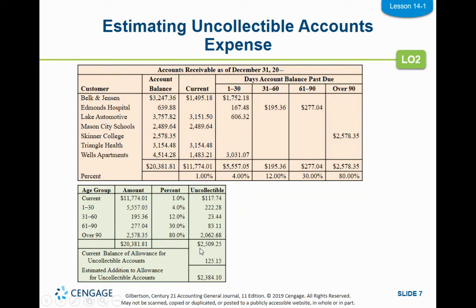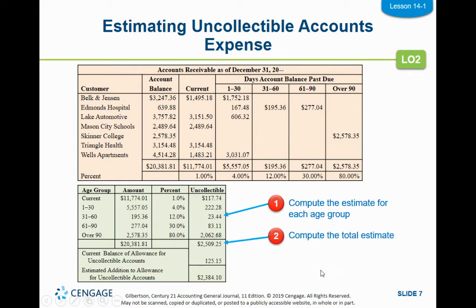because we're predicting that $2,509.25 of our total accounts receivable for this cycle are going to be uncollectible, which goes into our allowance for uncollectible accounts. Well, we already have a $125.15 balance in that account, so subtract those two out, and the difference is what you're going to have to do for your transaction that we're going to do to put this into that account. So that amount is how you do that.